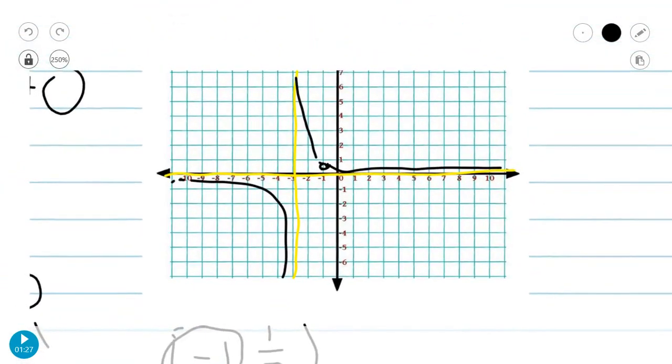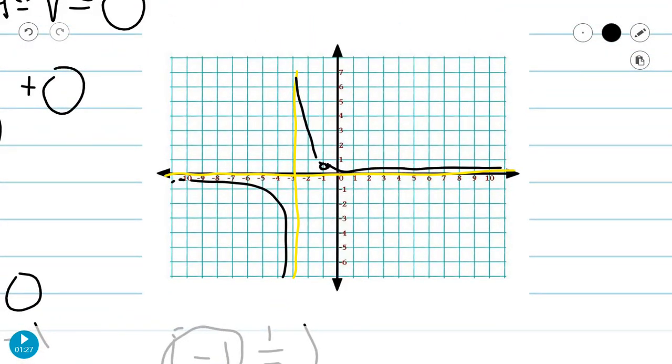So those are all of the steps in finding how to graph a rational function. We have the horizontal asymptote right here, I have the vertical asymptote, and I have my hole discontinuity.